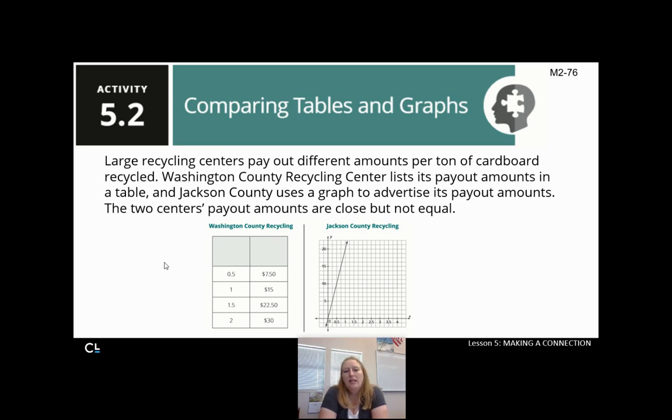Large recycling centers pay out different amounts per ton of cardboard recycled. Washington County Recycling Center lists its payout amounts in a table. So they gave us this table here. And Jackson County Recycling Center uses a graph to advertise and represent its payout amounts. So the 2 centers' payout amounts are close, but they're not quite equal. So we need to take a closer look at these and see where we can get the better deal.